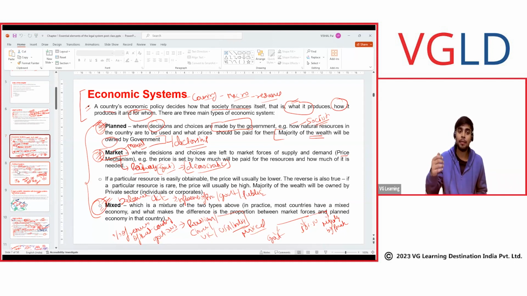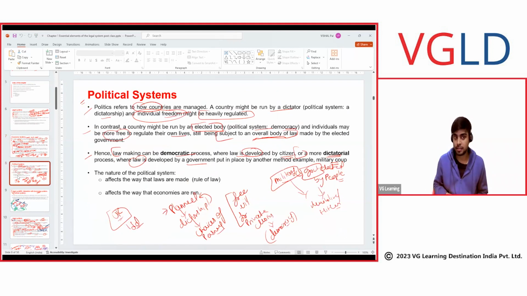Now a mixed economy can be more towards a planned economy or more towards a market economy, based on the type of political system the country has, whether it has a democratic system, an autocratic, or let's say a dictatorship system. A democratic system is basically by the people, for the people. And an autocratic or dictatorship system is one where a dictator or a ruler will be governing the system.